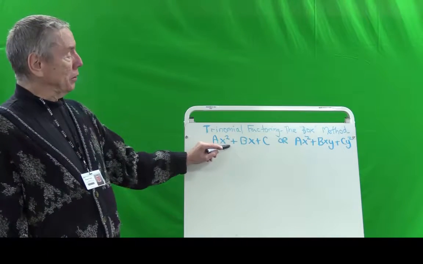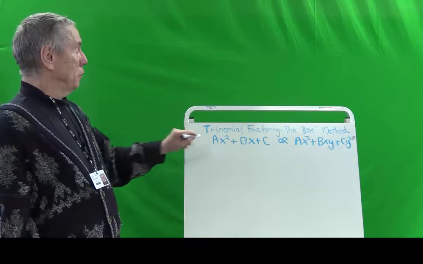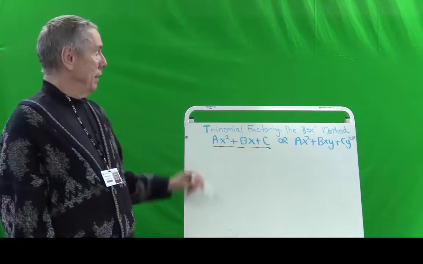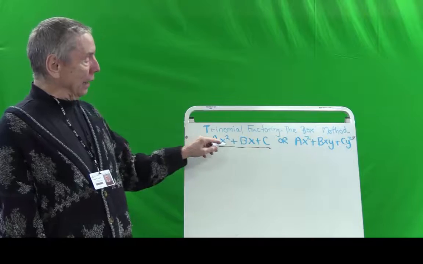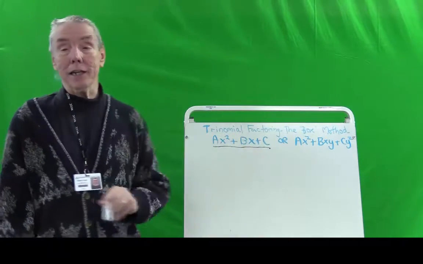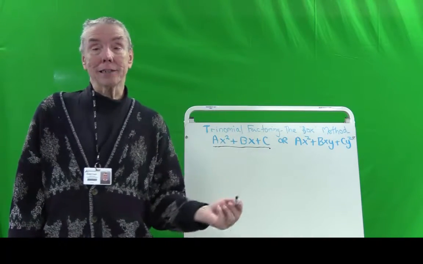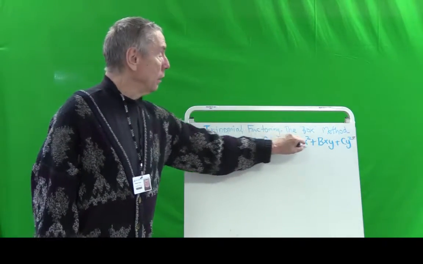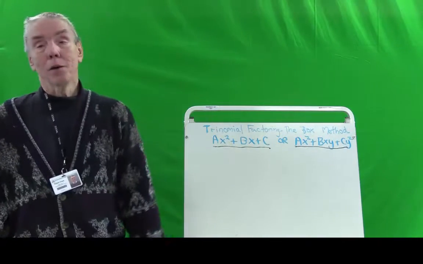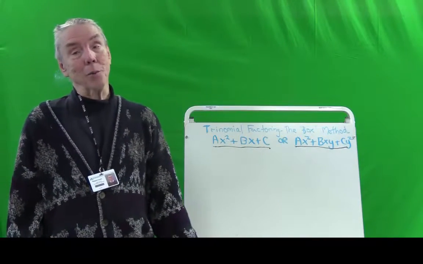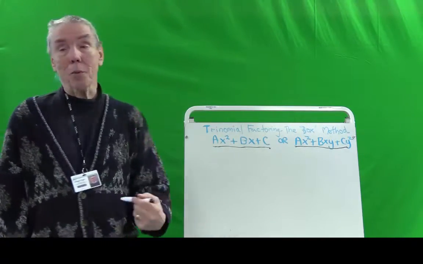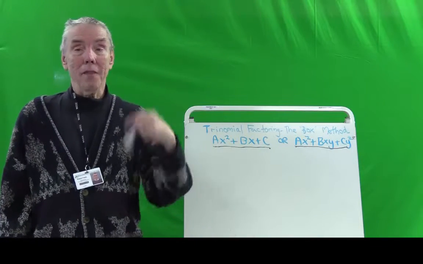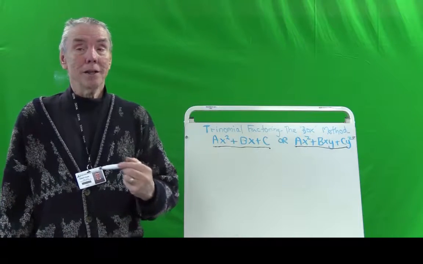There are two types of trinomials that can be factored using this method. A trinomial of the form ax squared plus bx plus c, where a, b, and c are numbers. Or the two variable case, where ax squared plus bxy plus cy squared. Both of them can be done by the box method, and they're both very similar.